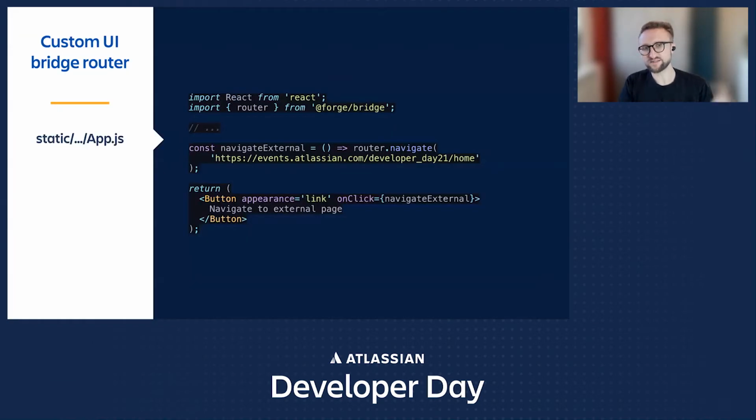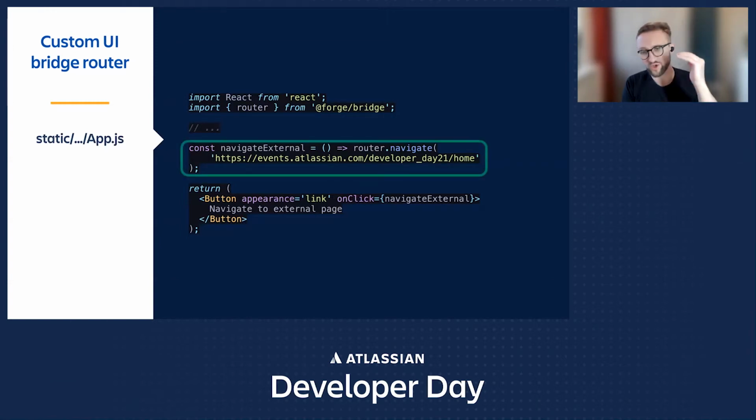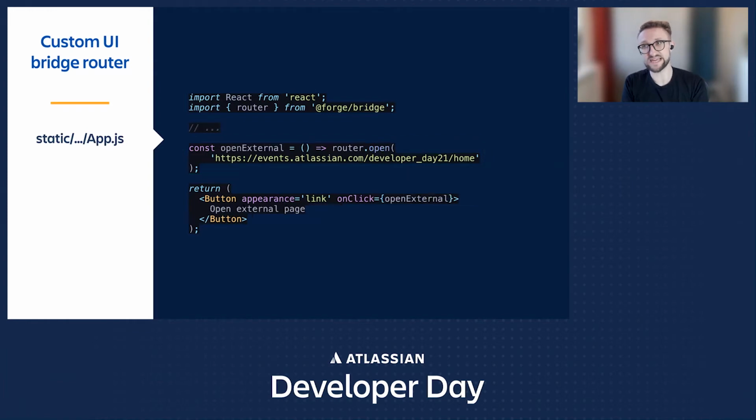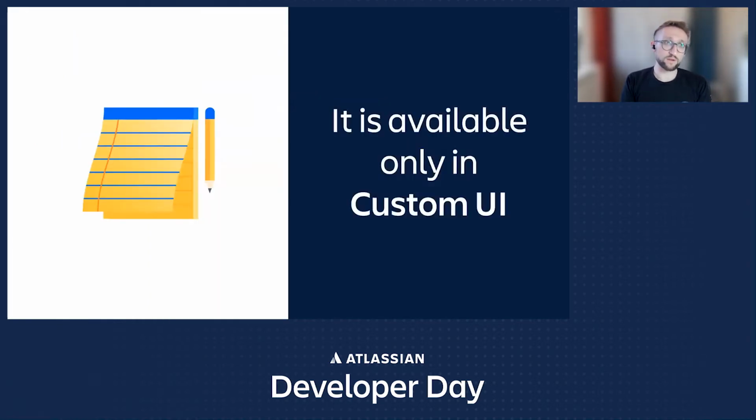And how to use it? Well, you should be already familiar with this one. We're using same router navigate from ForgeBridge, but this time we're putting the absolute URLs, and that's all. And same as we can use navigate, we can also use open, as I did in my example. Well, for now, the router feature is available only in ForgeUI. Please keep that in mind.